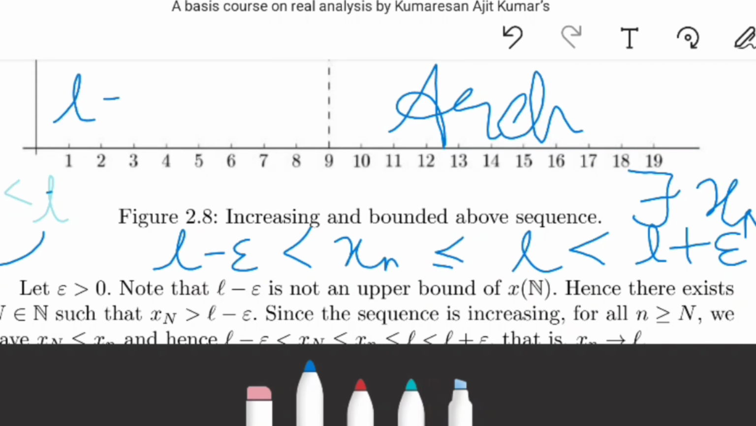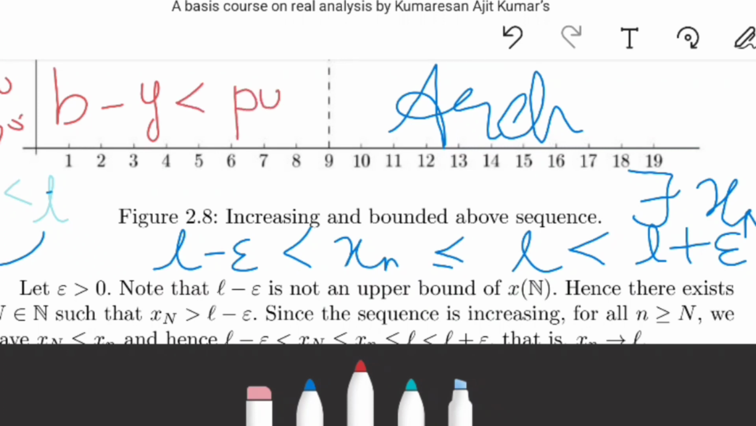For the notation, I am just using the same notation. B will be the upper bound minus y, where y is one of the numbers, with x greater than 0 and y greater than 0. So b minus y is less than some element, which is less than b, because b is the least upper bound. So this is what we have seen in the Archimedean property. You can check it.